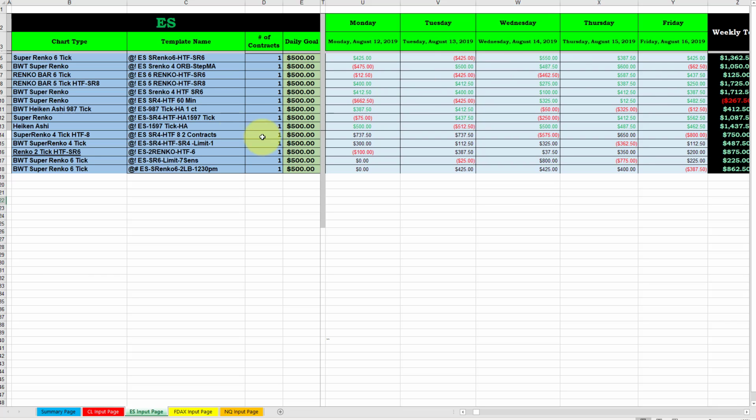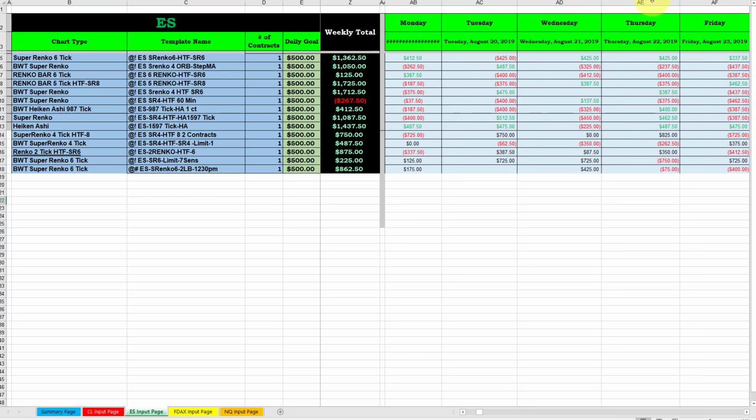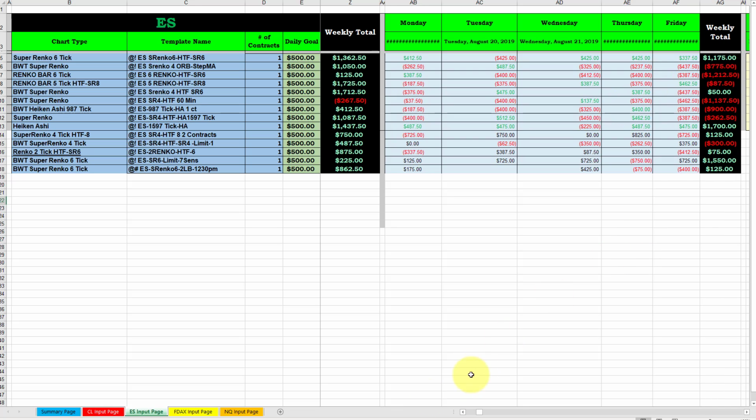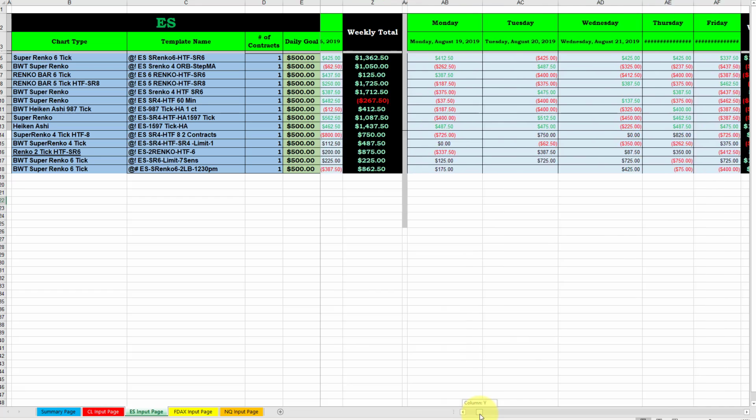As you can see, I have the most E-mini S&P charts because we have a lot of templates that are really solid on the E-mini S&P, and of course the E-mini S&P has the most volume, so that's really awesome as well. Let me just bring this over so you can see the weekly totals. This is the week of August 19th, which was the most recent week, and here are the totals.